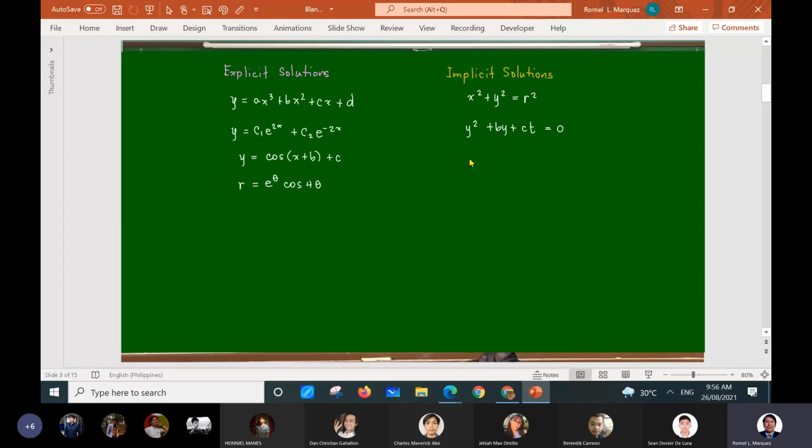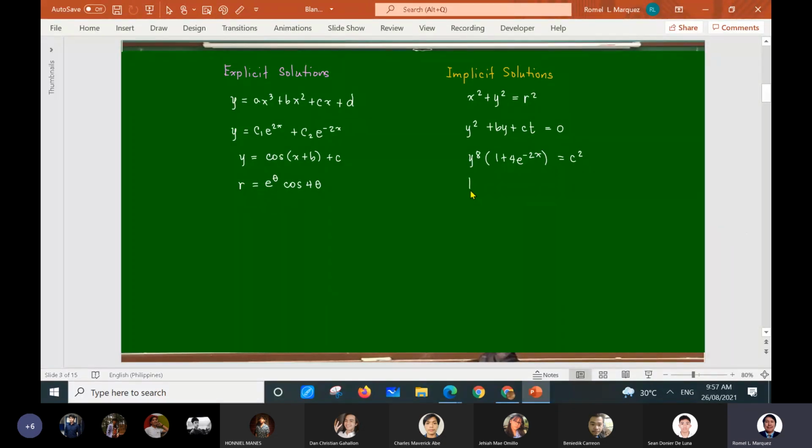Y to the 8 multiplied by 1 plus 4e to the negative 2x is equal to c squared. So that is another solution of a differential equation written in implicit form.